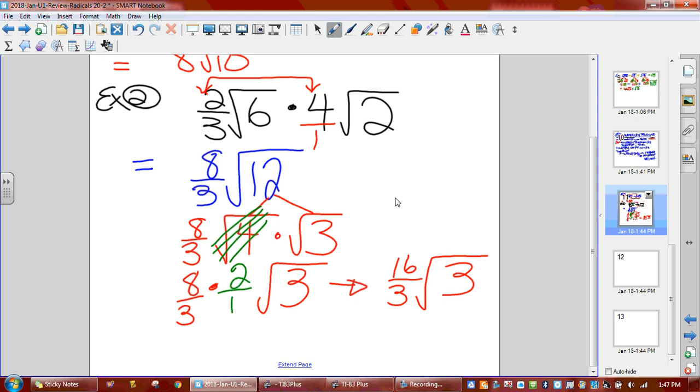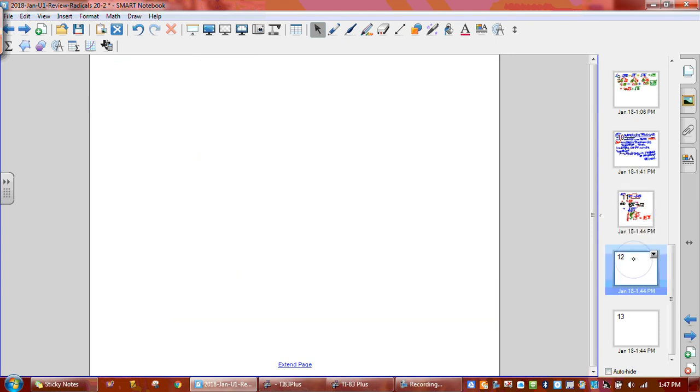Okay. Example 3. I'll give you a sec to finish writing that down. Okay, we are now going to distributive property. So this is example 3. Okay. Example 3. 6 root 5 times 2 root 3 plus root 5.